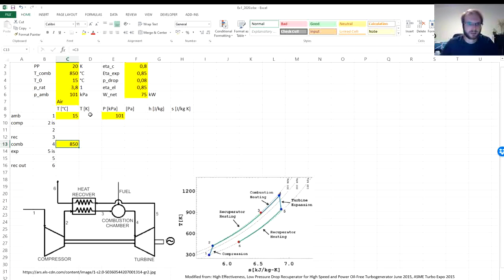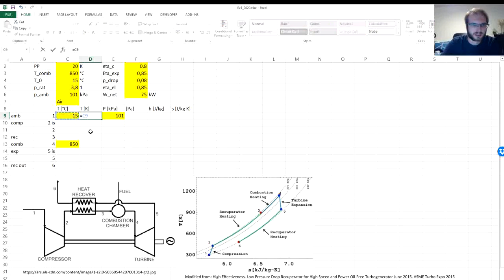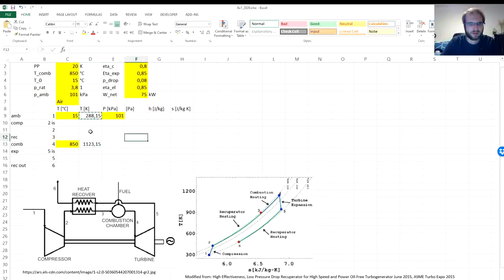Now, because CoolProp calculates in basic SI units, I have also here the columns with the basic SI units, Kelvin and pascals for the temperature and pressure. So just convert degrees C to Kelvin. And pascals, like this.